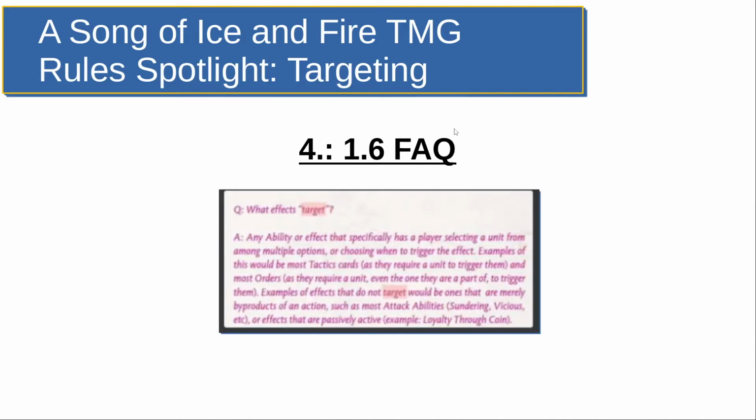This one is a bit ambiguous because it's from an outdated FAQ, the 1.6 FAQ, but it's still viable, and it can be used as a reference to get the targeting rules in one paragraph rather than scattered around. Let's look at what it says. The question was, what effects target? And the answer is any ability or effect that specifically has a player selecting a unit from among multiple options would be targeting. So that's basically what we said before. And then it says, or choosing when to trigger the effect.